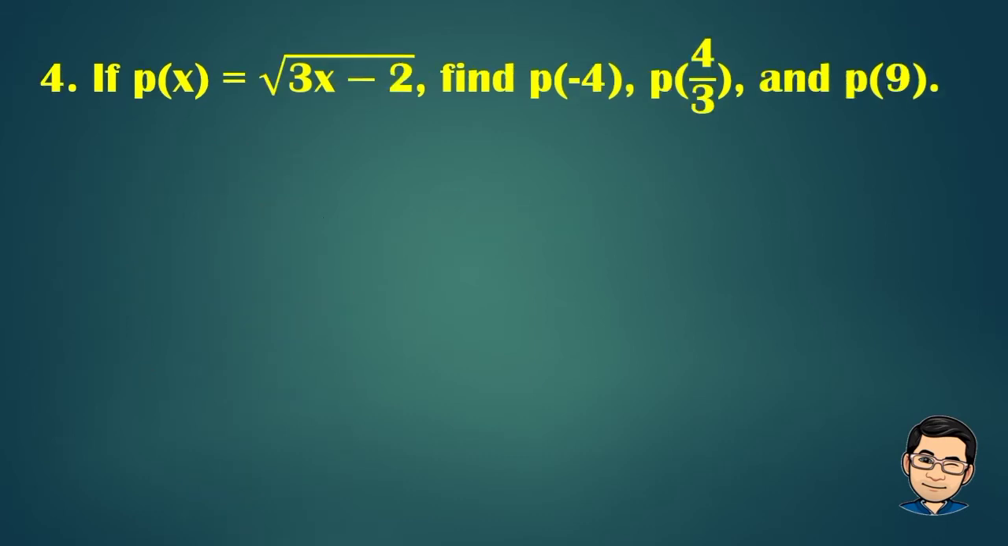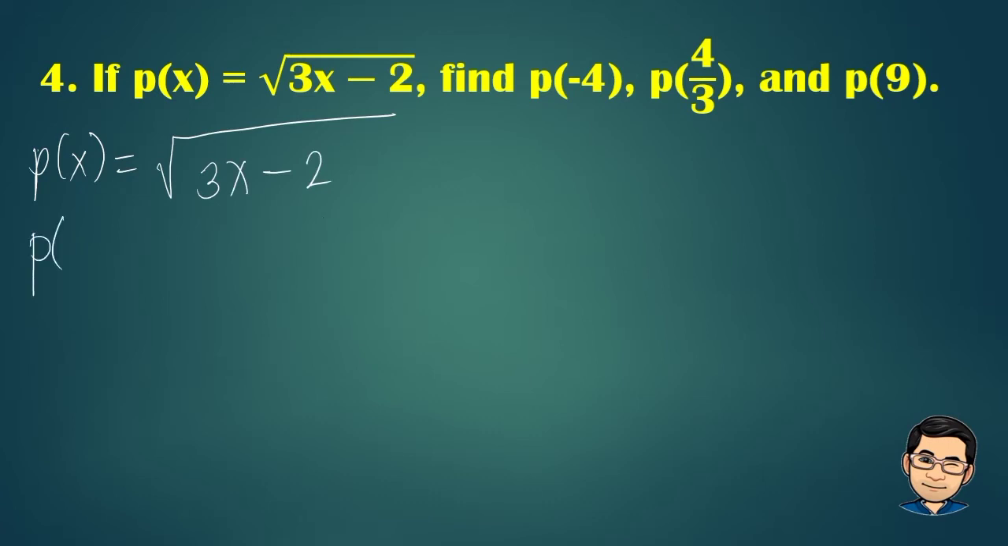Okay, let's have number 4. If p of x is equal to the square root of 3x minus 2, find p of negative 4, p of 4 over 3, and p of 9. So, sulat lang natin, p of x is equal to the square root of 3x minus 2. Then we substitute p of negative 4, 3 times negative 4 minus 2.